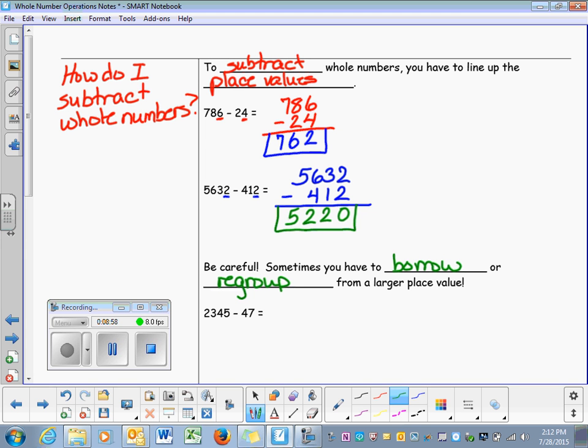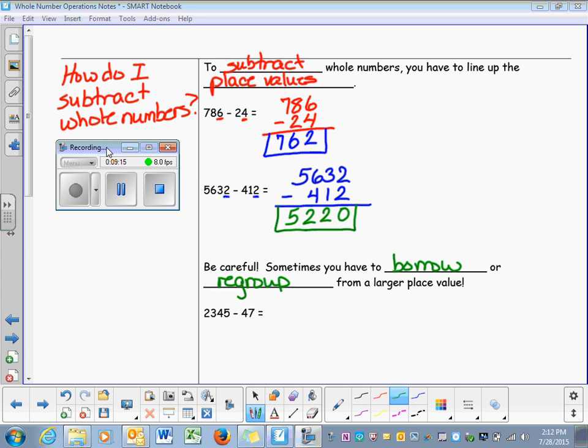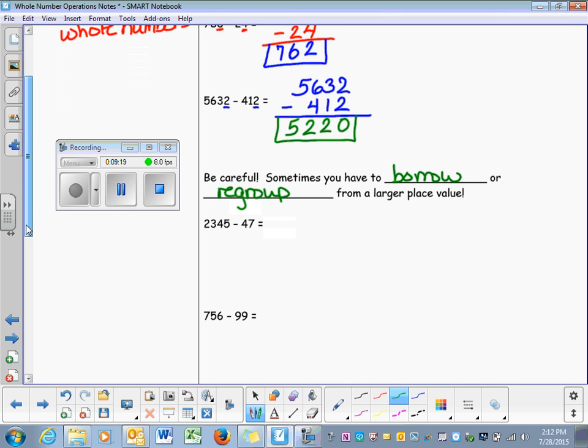When I went to school, I was taught you borrow from the tens place, or you borrow from the hundreds place. Now that I've got children in school, they call it regrouping. You regroup from the tens place, or you regroup from the hundreds place. So a lot of it depends on what you were taught when you were in school, but keep in mind that if you have children, they're being taught the word regroup and not the word borrow.